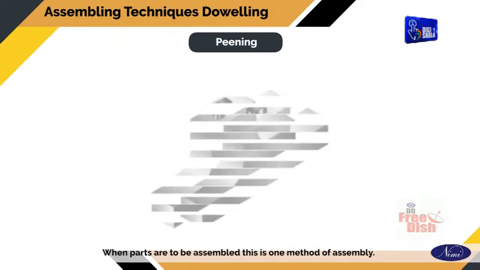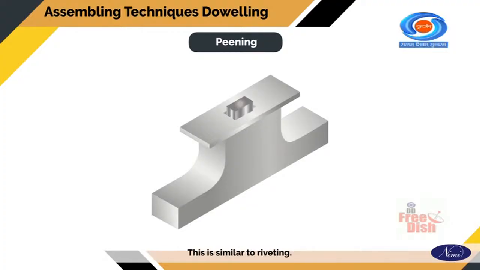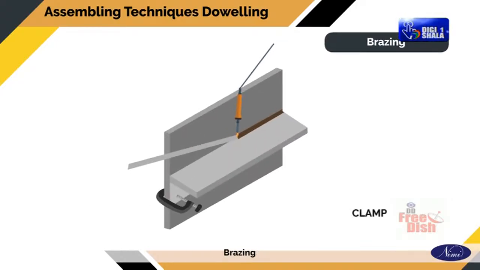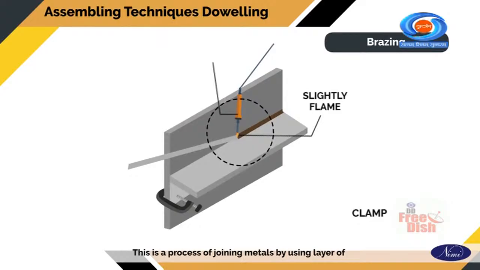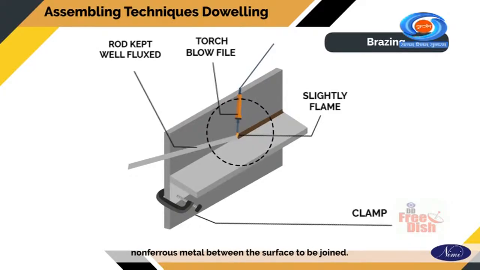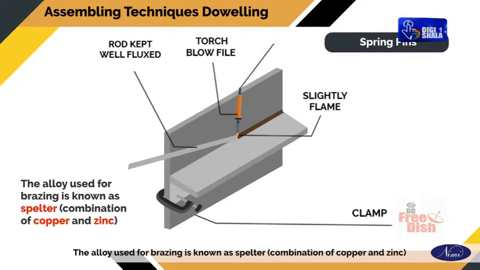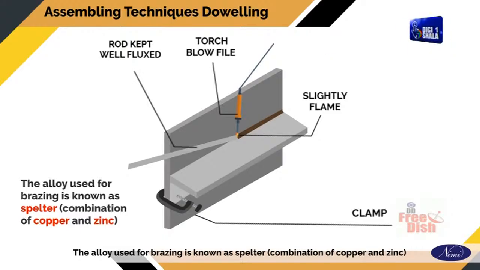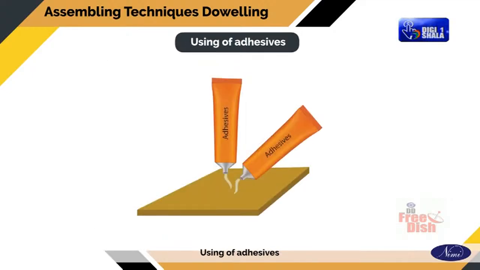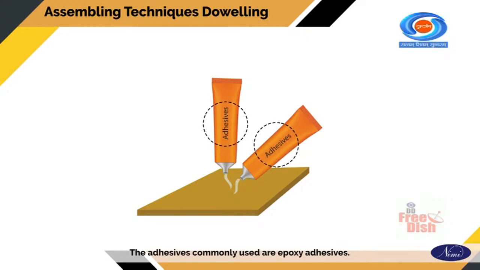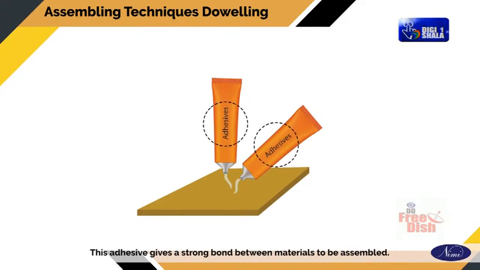Peening. When parts are to be assembled, this is one method of assembly. This is similar to riveting. Brazing. This is a process of joining metals by using layer of non-ferrous metal between the surface to be joined. The alloy used for brazing is known as spelter, combination of copper and zinc. Using of adhesives. The adhesives commonly used are epoxy adhesives. This adhesive gives a strong bond between materials to be assembled.